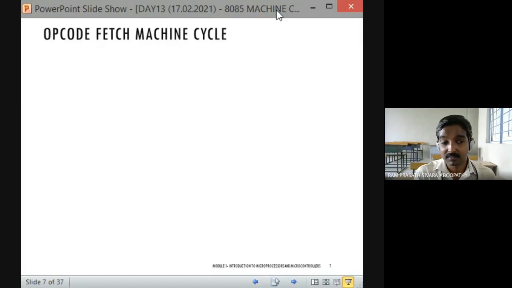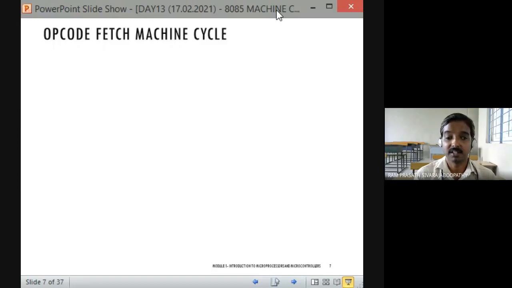Where are the instructions stored? Yes, very good, Anthony, Surya, Shivakumar. Definitely, the instructions or programs are stored in the memory. Correct? Fine. The first thing to execute an instruction is that it has to fetch the opcode of the instruction. Correct? So that is the very first machine cycle during the execution of all instructions.